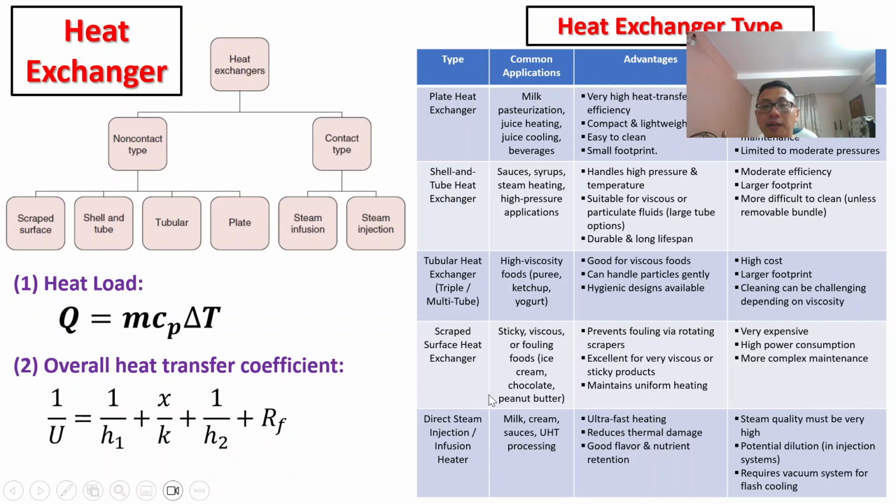Okay, last one is the direct injection or infusion heater. Very fast heating is achieved, and it reduces thermal damage because of the very fast temperature rise in a very short time. Okay, so you can retain all the properties of the material. But the problem is you must provide very good quality steam, very clean steam. If not, the steam may contaminate the product because the steam is directly in contact with the product.